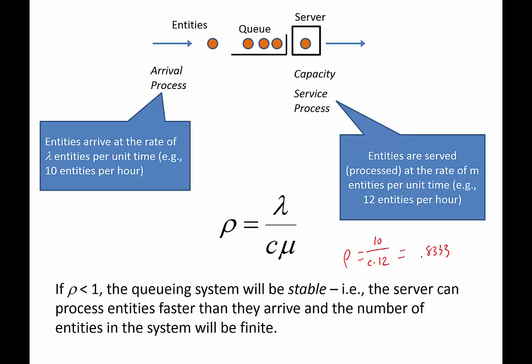Now, if rho is strictly less than 1, then the queuing system is what's called stable. And what we mean by stable is that the server can process entities faster than they arrive, and the number of entities in the system will be finite over any period. On the other hand, if rho is not strictly less than 1, then we say the queuing system is unstable, in which case it never achieves steady state, and the number of entities in the system, and in fact the time in system, will grow without bound. So we're primarily interested in those queuing systems where rho is strictly less than 1.